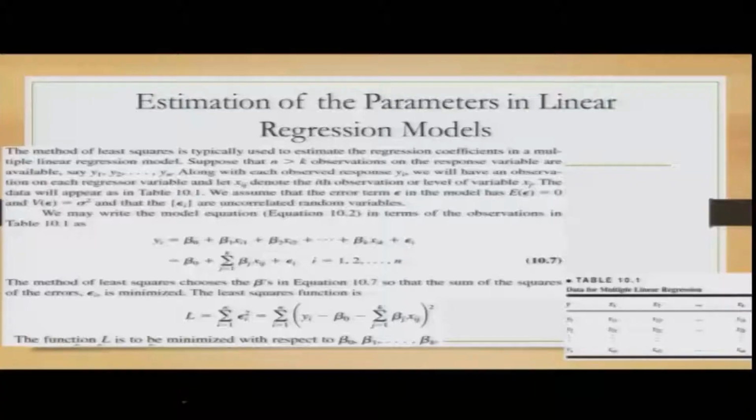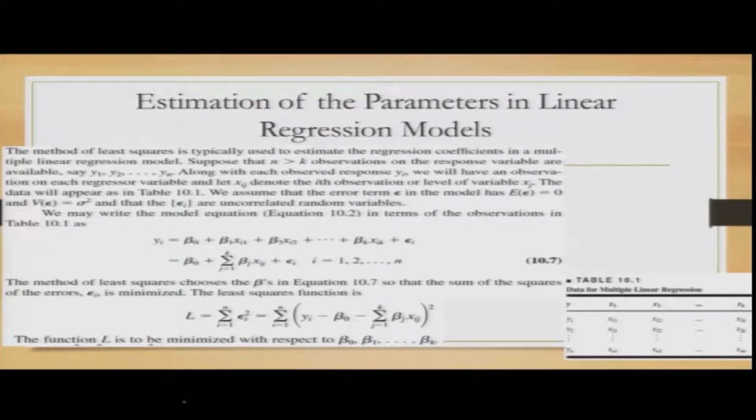Similarly, if I have x21, x22, x23 till x2n, it means the second variable values are from the first to the nth one. Similarly, the last variable set would be xk1, xk2 till xkn. So, xk1 is the first value of the kth variable, xk2 is the second value of the kth variable, and xkn is the nth value of the kth variable. Along with each observed response yi, we have an observation on each regression variable, and let xij denote the ith observation at the level of variable xj. The data would be given as in table 10.1.